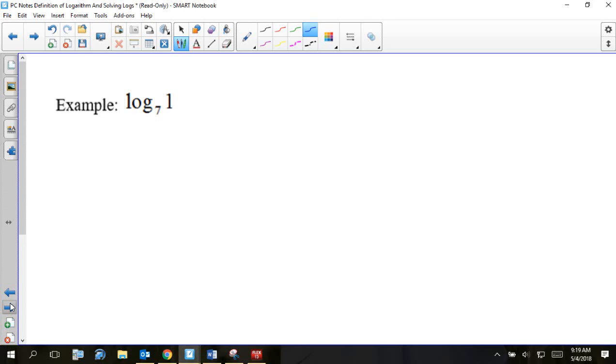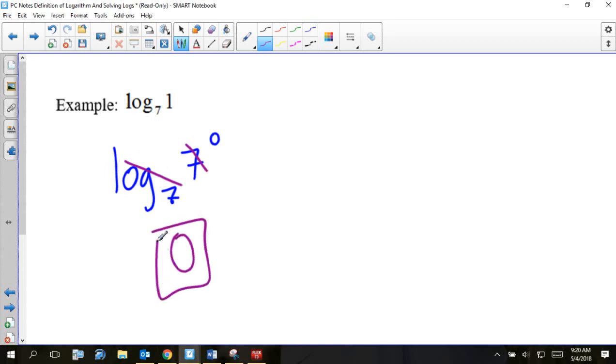Can you try that one? I'll get you started. Log base 7 of 7 to the 0. Because anything to the 0 power is 1. My simplified answer for log base 7 of 1 is 0.